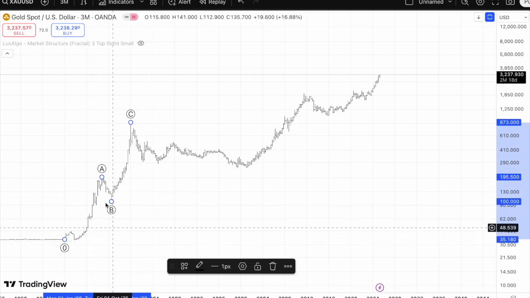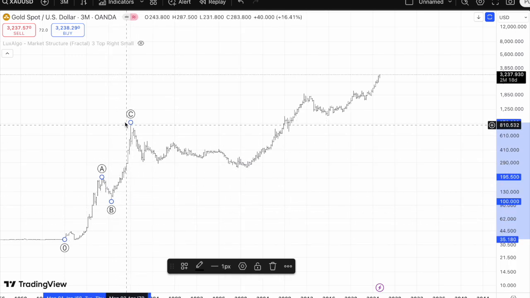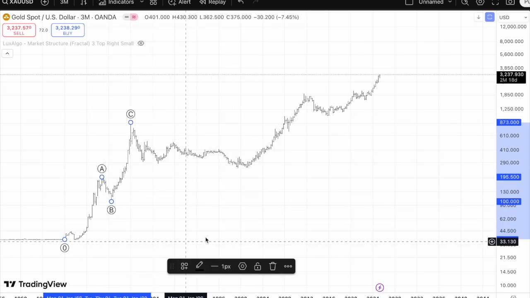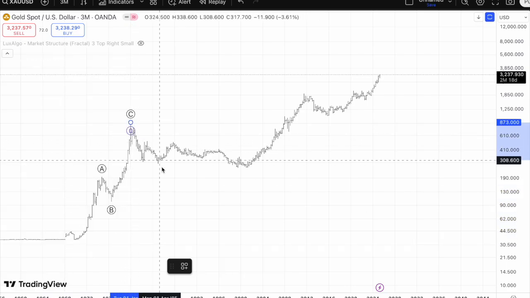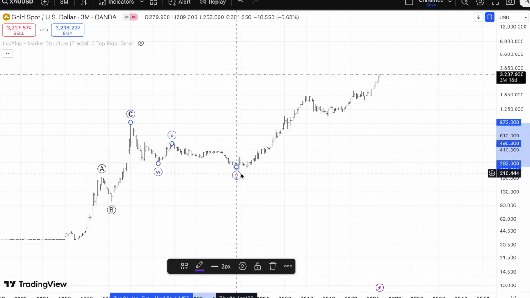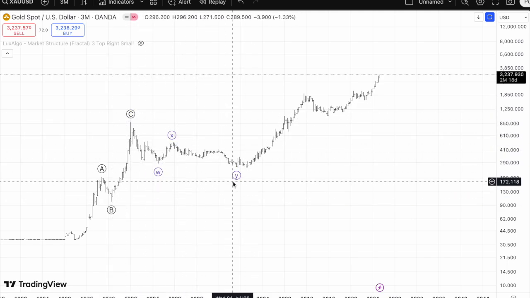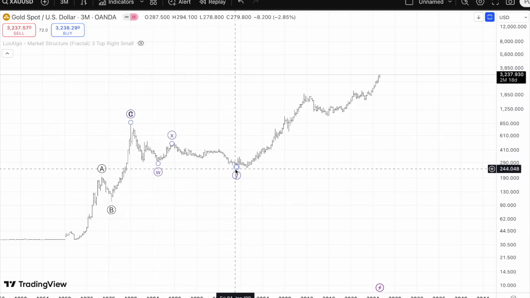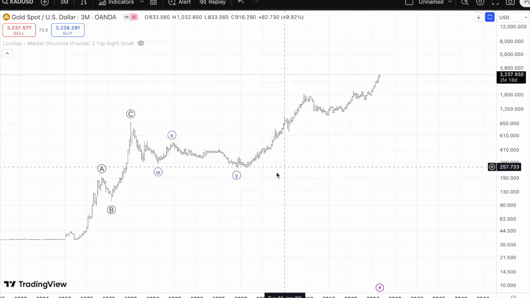So this whole thing could be labeled as a W, and then there is the X. And in this X wave, we have a corrective structure again. Let's label this as, let's say, W, X, and Y. So this whole thing, the correction, is done after this leg, and subsequently we have started another uptrend and the next leg up.